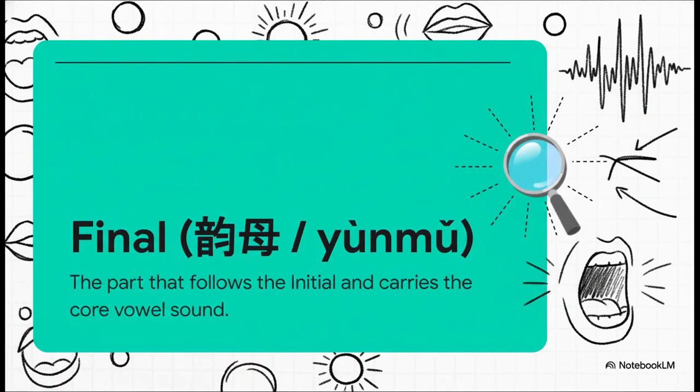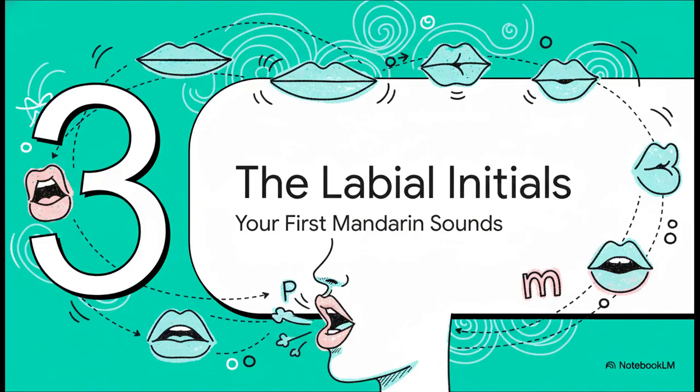And the second part, that's the final, or yunmu. It comes right after the initial, and it carries the core vowel sound. It's what gives the syllable its body and its resonance. Now, we're only focusing on initials today, but don't worry, we are going to cover finals in great detail in a future lesson.